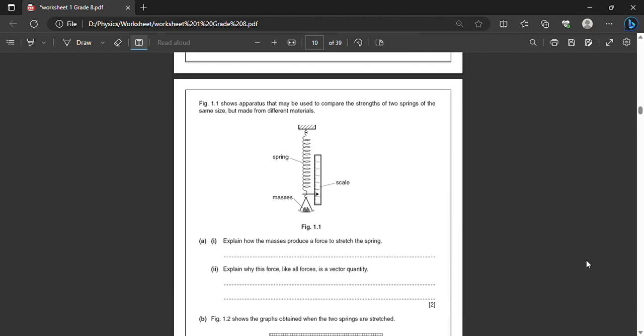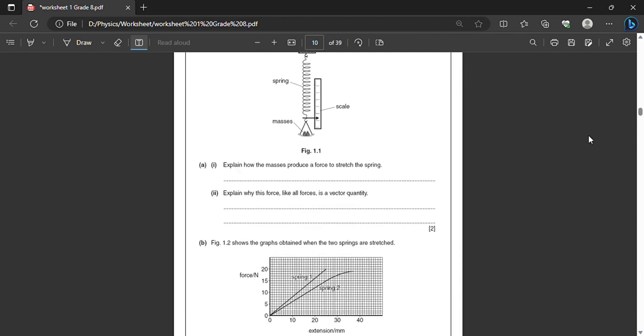My physics teacher made this worksheet, and it's 39 pages. So I'll be dividing the video into part 1 and part 2, once we get to half of it.